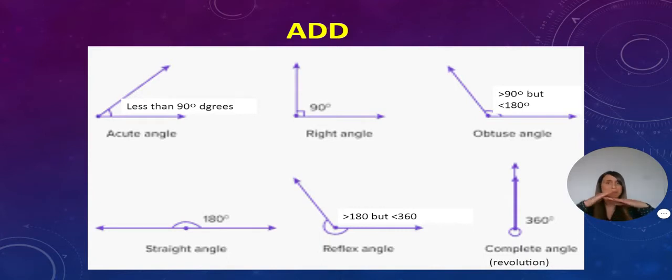When it almost comes back around to a full revolution, all the way back around, it's got a reflex angle, and that's greater than 180 but less than 360. And if it's gone all the way from start back around to the finish, you've done a full rotation, a complete angle, 360. Okay, so there's some keywords that you're going to need to know throughout the lesson.